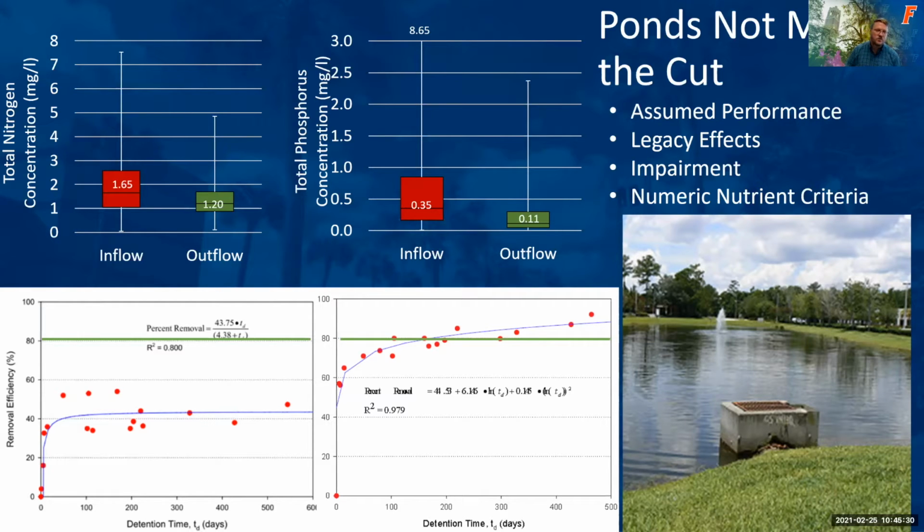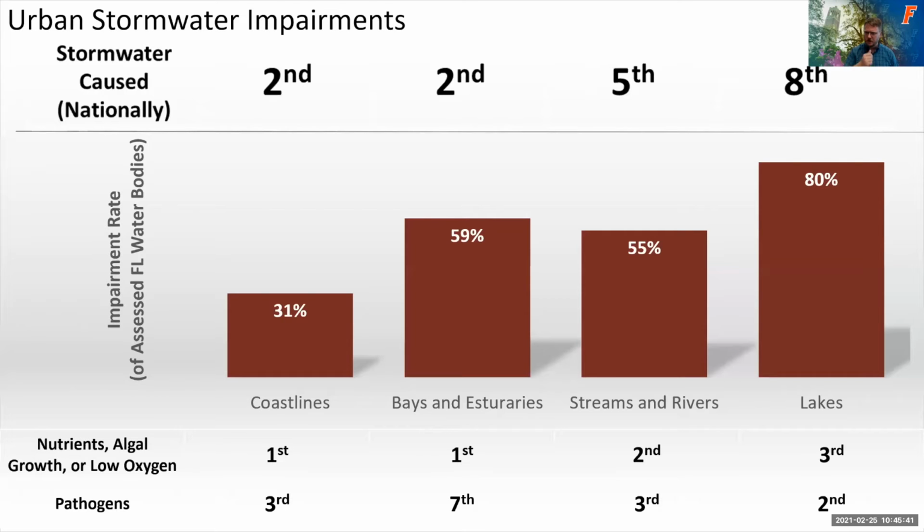Phosphorus, we can get 80% if it's held for long enough. And so there's some legacy effects of this in the way that we've done stormwater management. And so we kind of need a little bit of a paradigm shift.